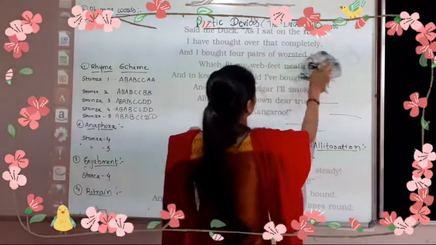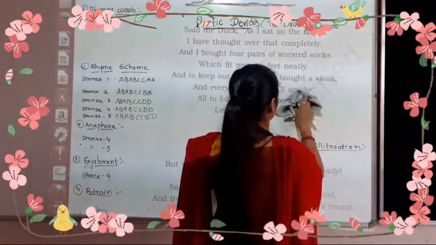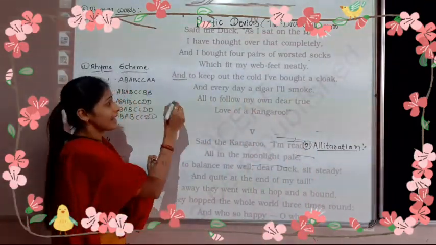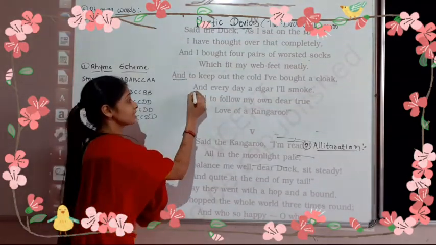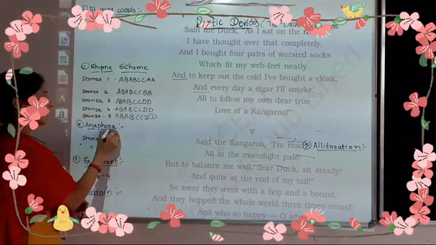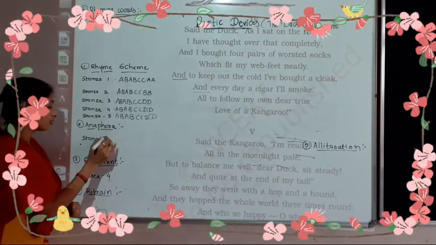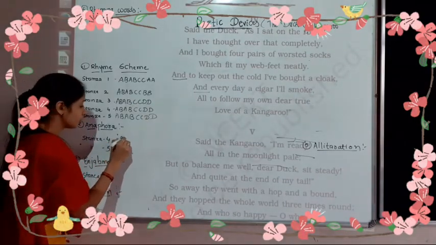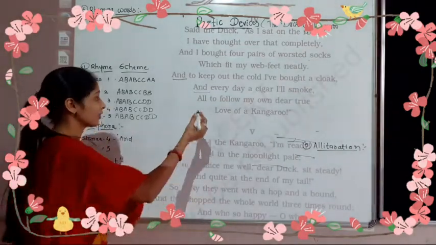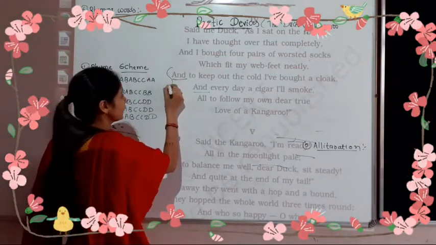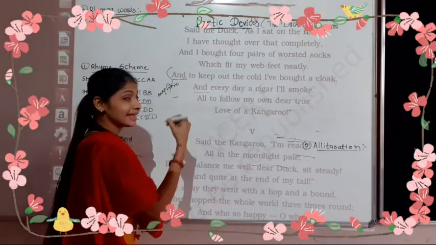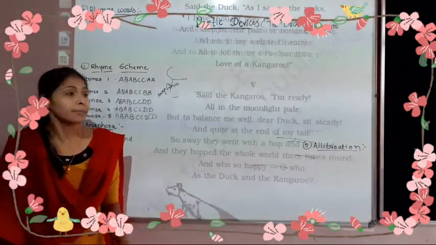In stanza number 4, see students here, the word end is there and in the next line also starts with this word end. So this is the example of anaphora. So you will write this point here. Next point is anaphora, stanza number 4. End is used here, the word end is repeated in the next line. That's why it becomes the example of anaphora.